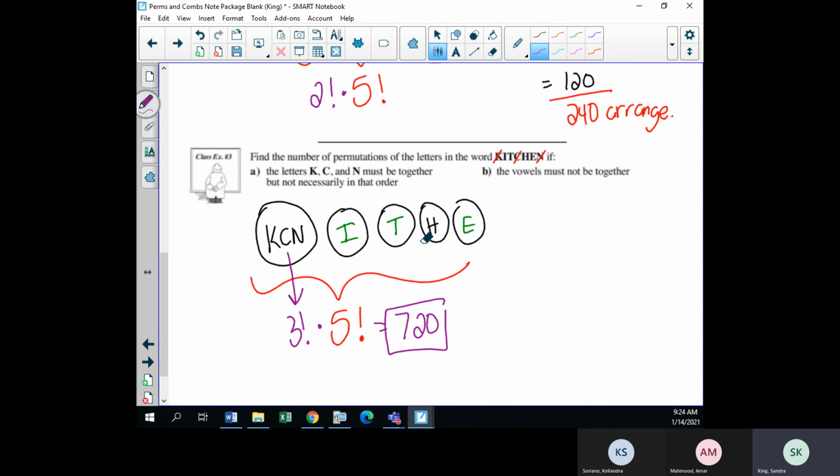Okay, let's do B, and you're going to star B. And you're going to highlight the word not.